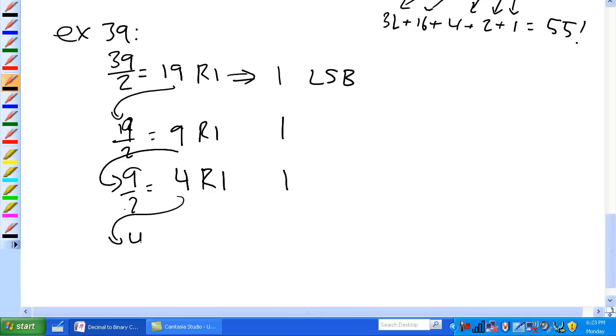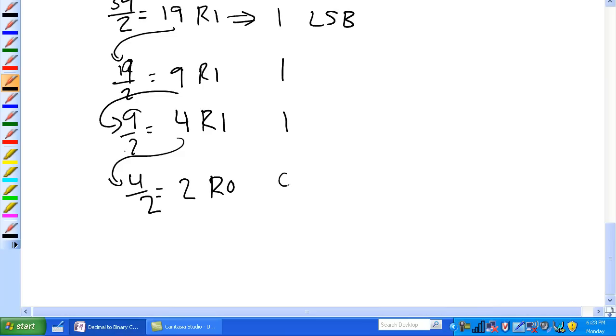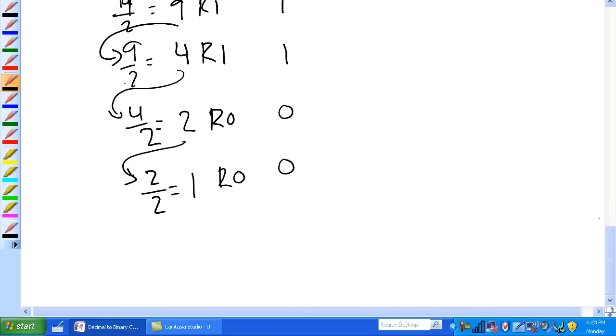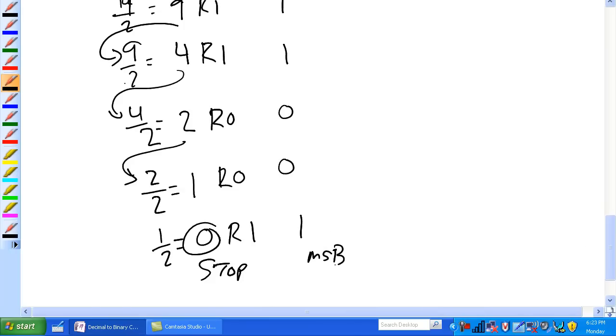Take out 4. 4 goes into 2, how many times? 2, remainder 0. Take out 2. How many times does 2 go into 2? Goes in 1 time. Remainder 0. How many times does 2 go into 1? It goes in 0 times. Remainder 1. Stop. Anytime you get that guy, stop. And then that's our MSB.